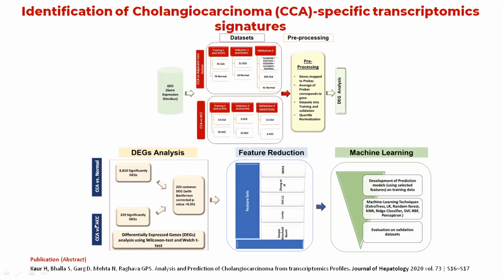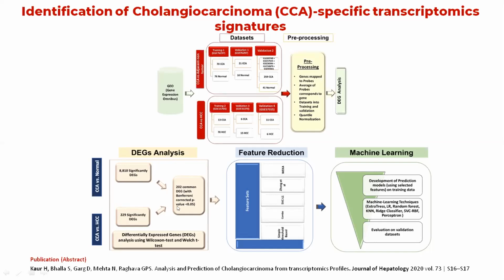In the differential gene expression analysis, we have identified nearly 8,800 genes that were found to be significantly differentially expressed in CCA and the normal samples. And we have identified 229 genes that were found to be significantly differentially expressed in CCA and the HCC samples. Then we compared all these genes and found that there are 202 genes that were significantly differentially expressed in both the classes, that is CCA versus normal as well as CCA versus HCC.